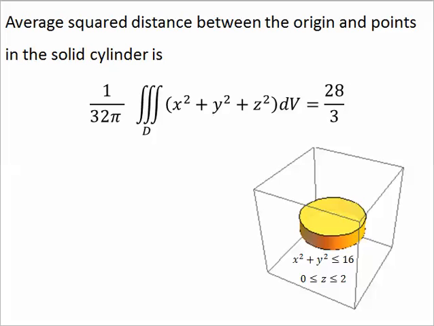The average squared distance between the origin and points in the solid cylinder is 28/3.